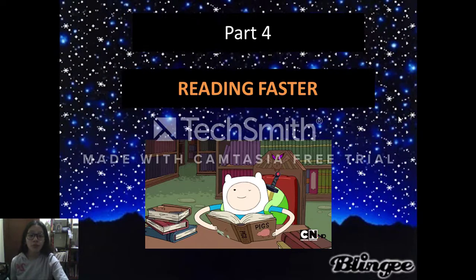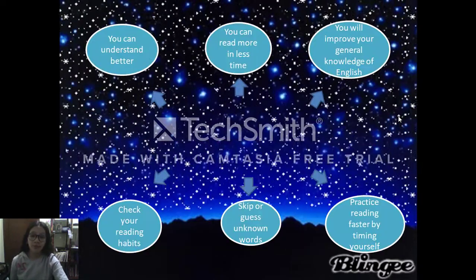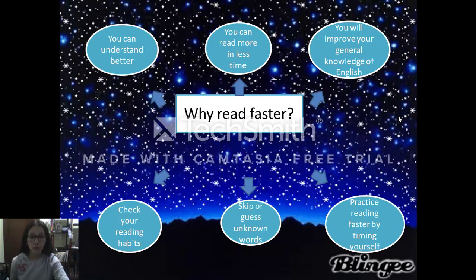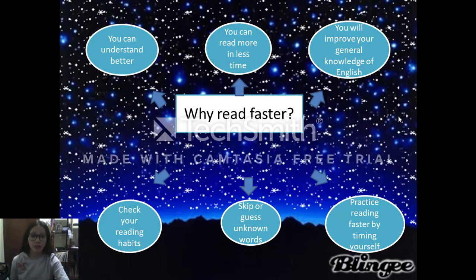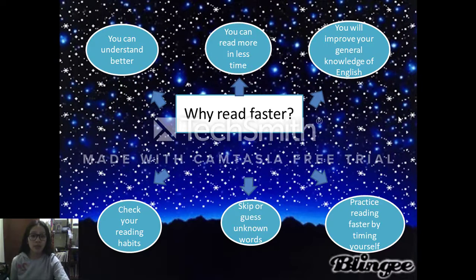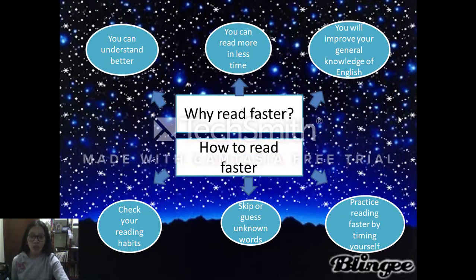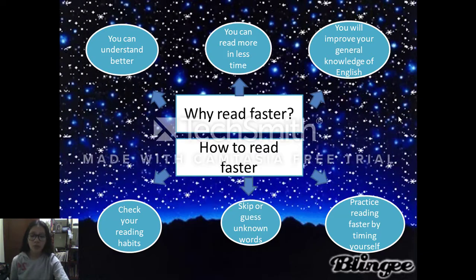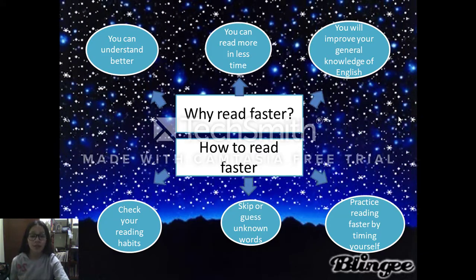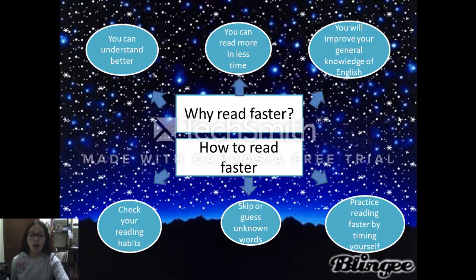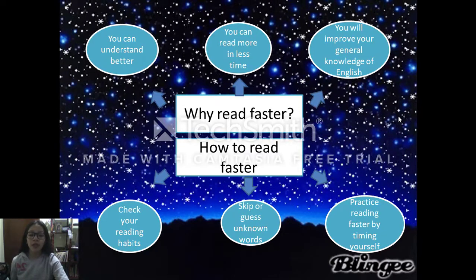In part 4, we have reading faster. Why read faster? Why is it important? You can understand better. You can read more in less time, and you will improve your general knowledge of English. How to read faster? You have to check your reading habits. You have to skip or guess unknown words and practice reading faster by timing yourself.